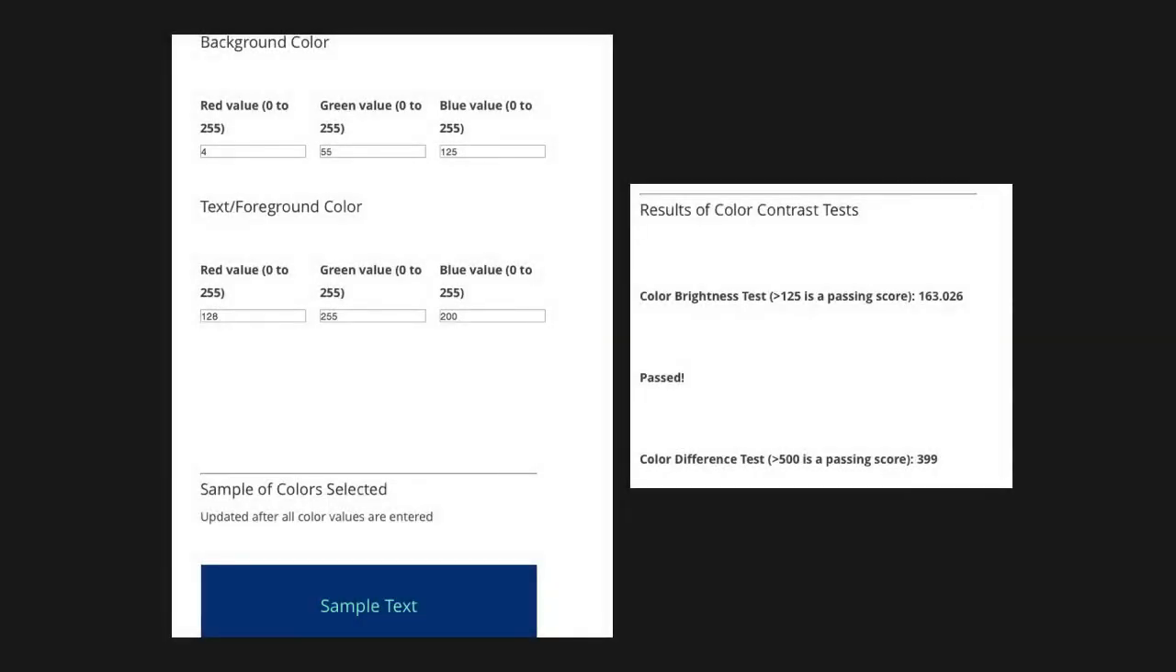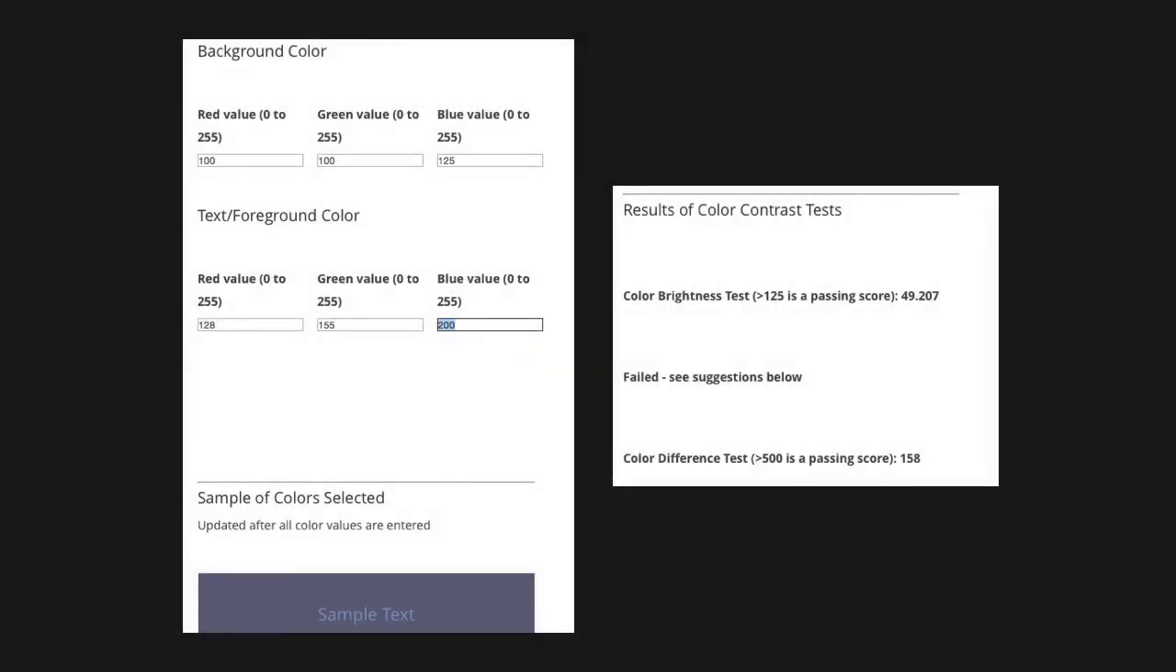In this case, there is sufficient contrast. The test is passed, says the website. In this case, the contrast is insufficient, so there's a risk that when projected on the screen, or even using a bad computer screen, the text will be hard to read because there's not enough contrast between the text and its background.